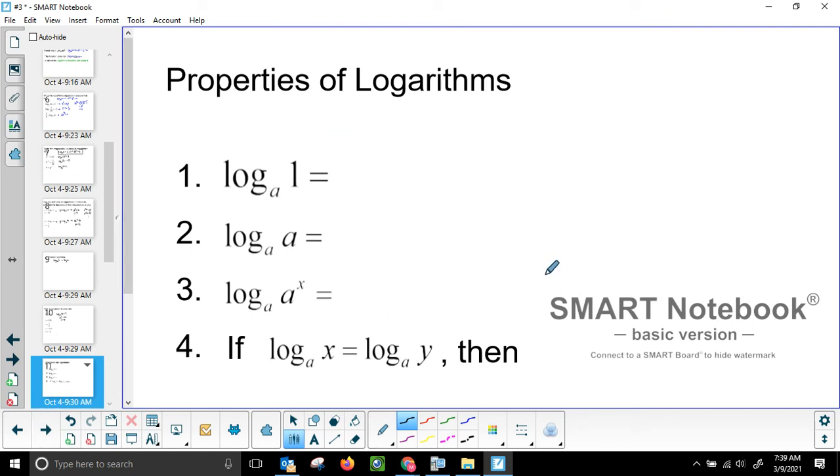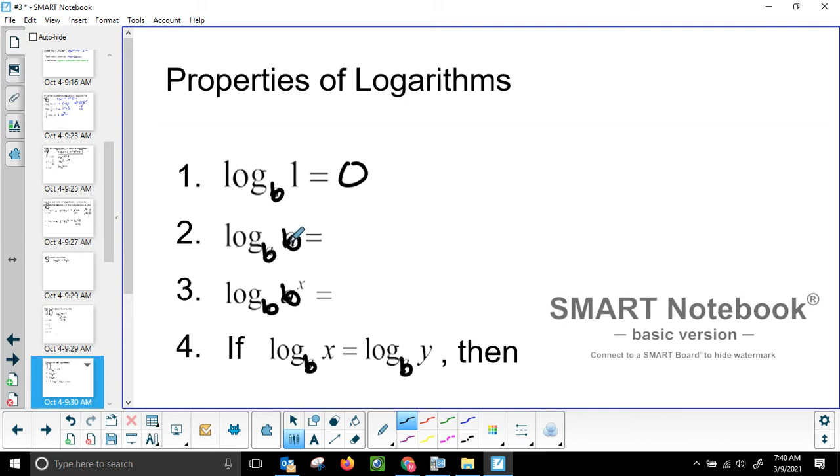All right, here are some properties of logarithms. So log base a, and I don't like this again, but it's fine. I would usually make all these b. So log base b of 1 equals what? Well, b to what power equals 1? Well, b to the 0th power equals 1, right? Anything to the 0th power is 1.